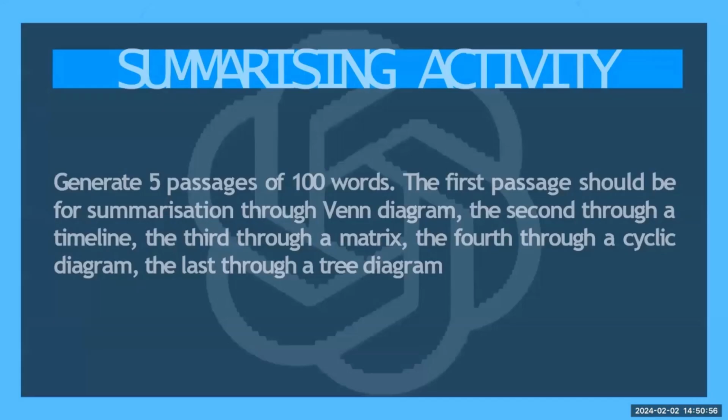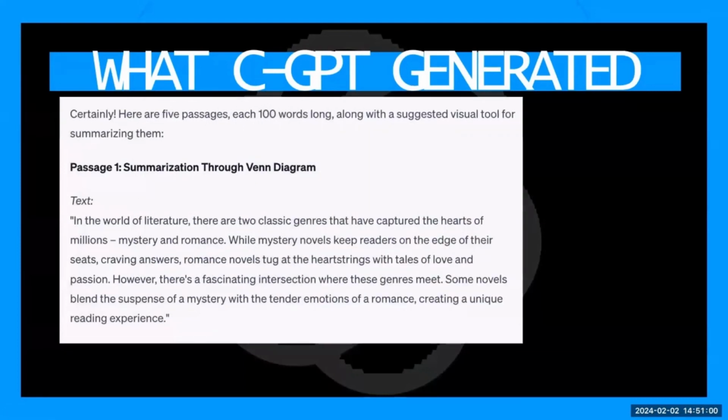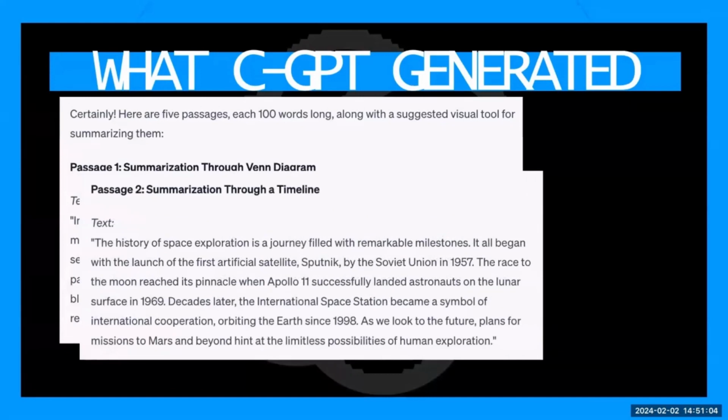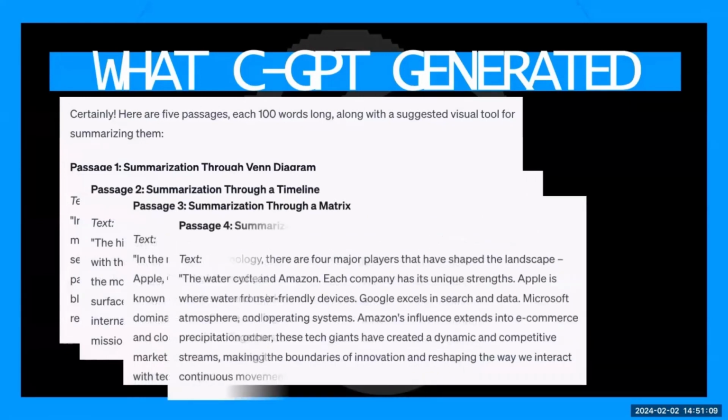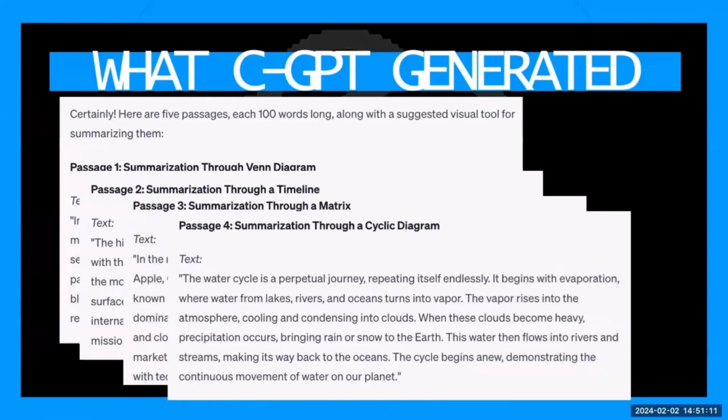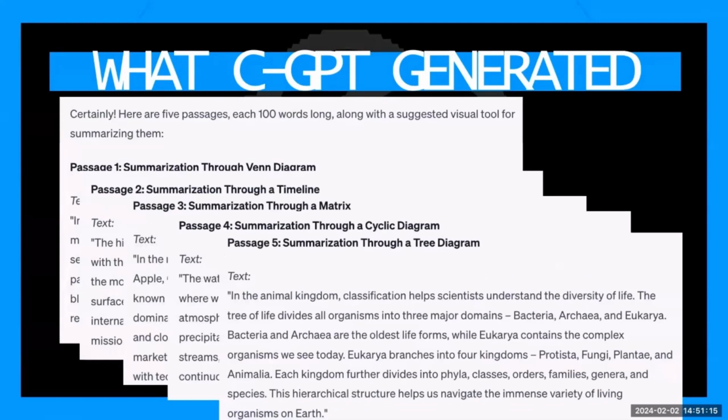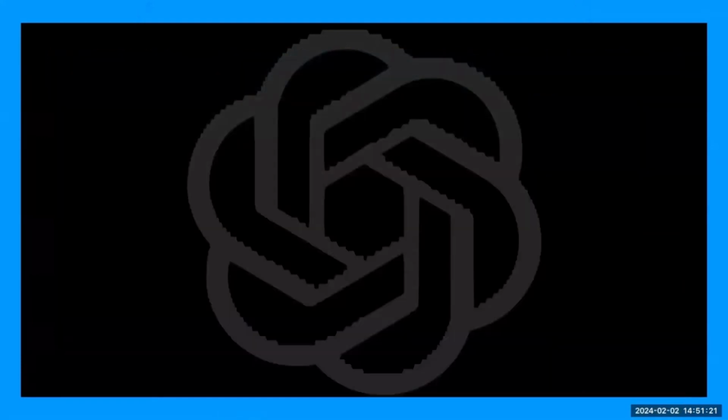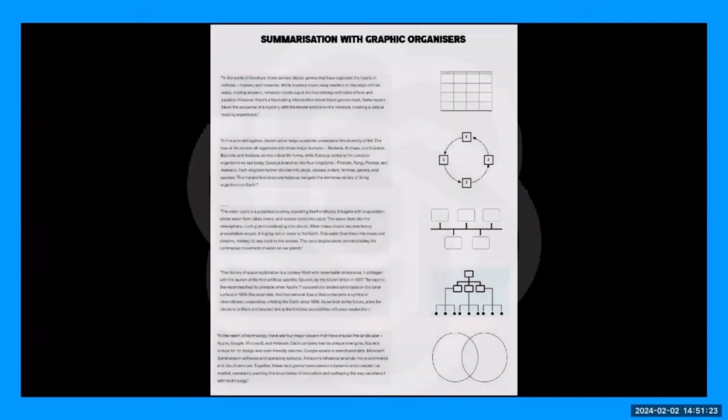ChatGPT has generated this. I copied it into the Word document and separated the passages as passage 1, passage 2, passage 3. The first passage is on the Venn diagram, the second on the timeline, the third on the matrix, the fourth a cyclic diagram, and the fifth through a tree diagram. So I've separated this and pasted it here. Now, once I pasted it in the Word document, I can create my activity in my own way. So this is how I have created the activity.